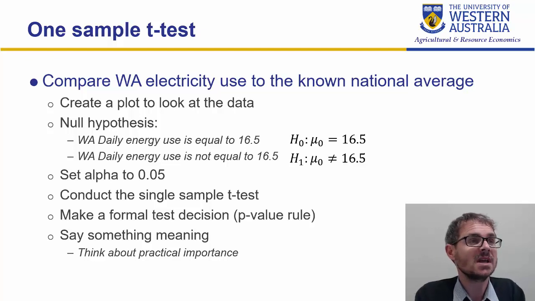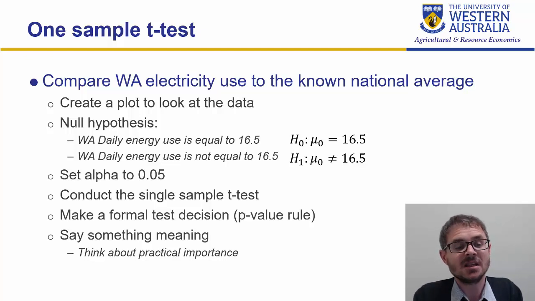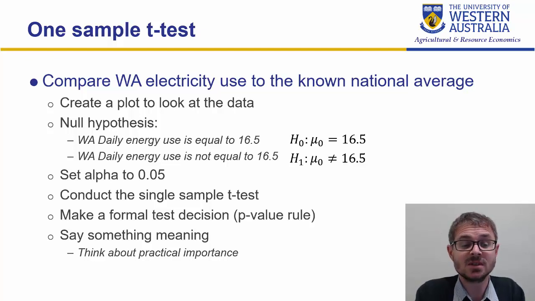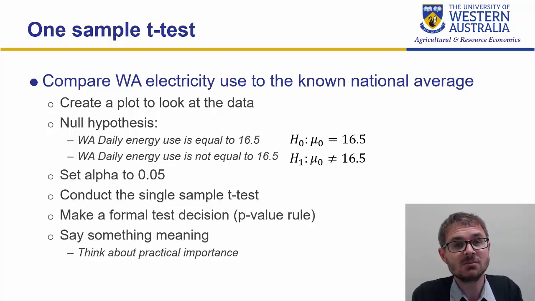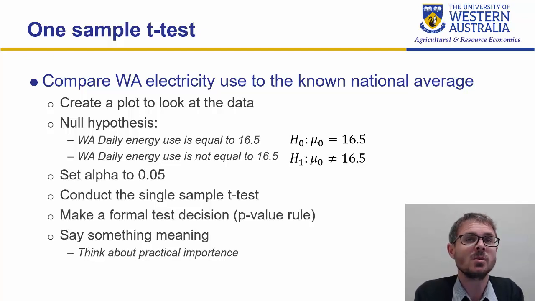All right, so if we want to test WA, set up the null. The null is that daily energy use in WA is equal to the national average, which is 16.5 kilojoules. Daily energy use is not equal to 16.5 is the alternate. Alpha is 0.05, so we use that 0.05 when we apply our p-value decision rule. We're going to then say something about what our test result is.